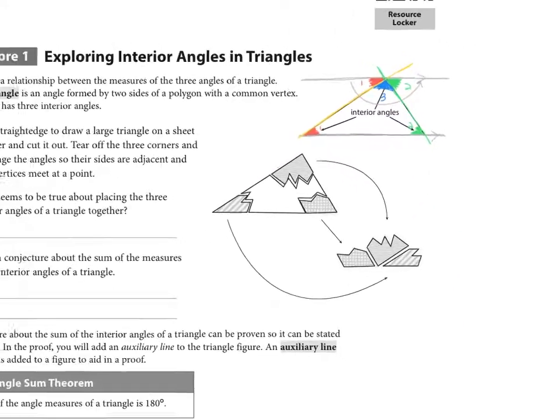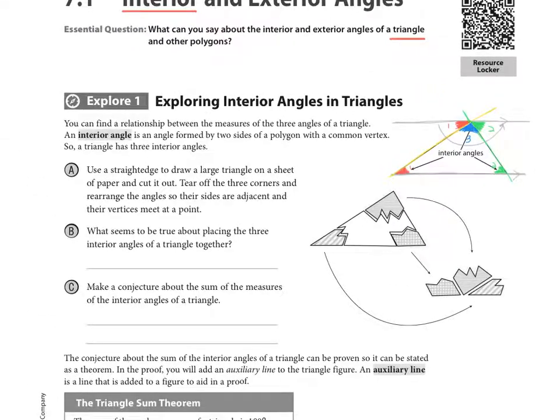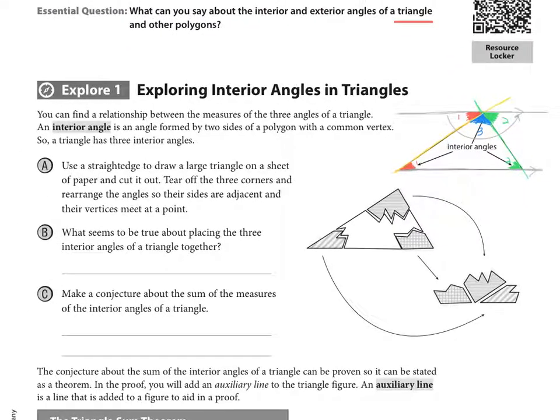There's another example that they do by taking a triangle, cutting it out and tearing the edges. Even if you do that, and you can try that on your own if you want to verify, no matter what triangle you draw, if you line up all the vertices down here in the corner, they are all going to make together 180 degrees. So it's always true of any triangle.